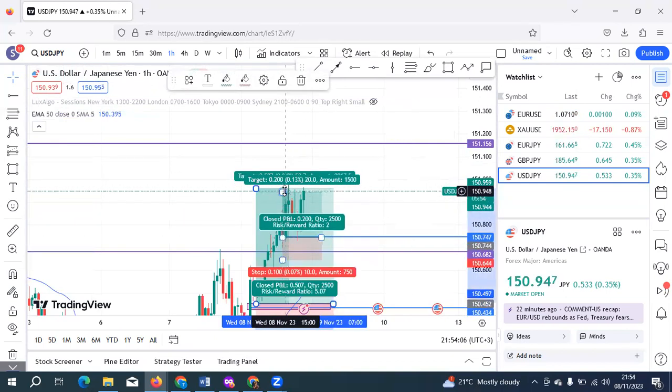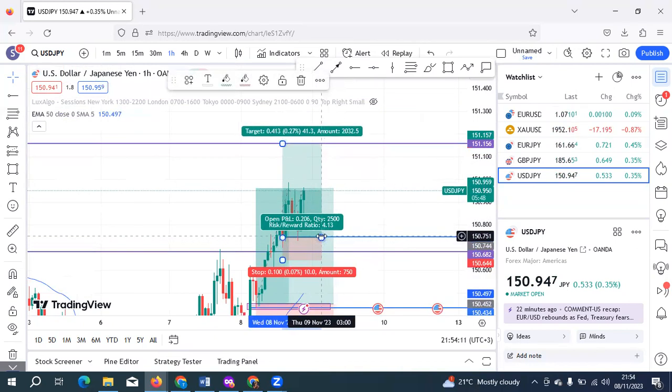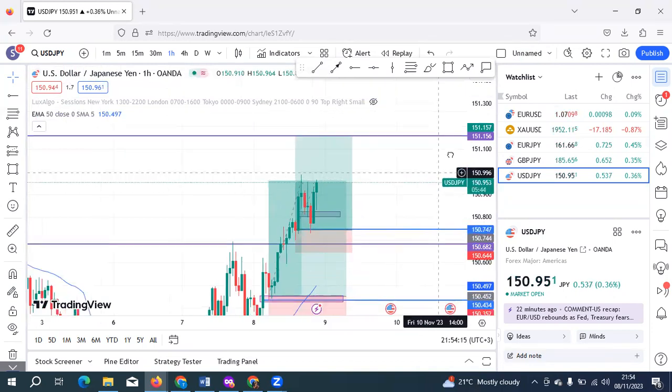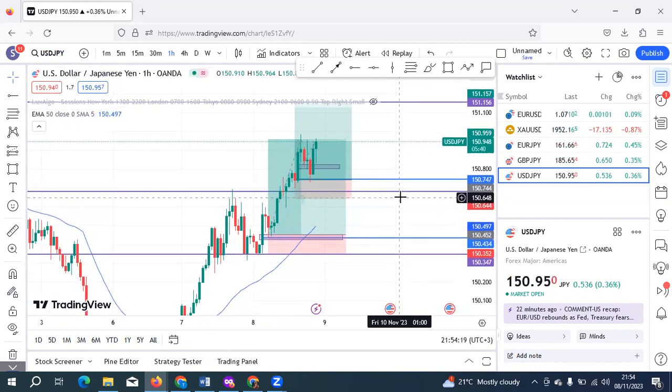And guess what? Be sure this will be heading to this zone here. And you see how trading becomes easy when you're following price action. Like, it's just crazy, man. It's just crazy. Simple things.